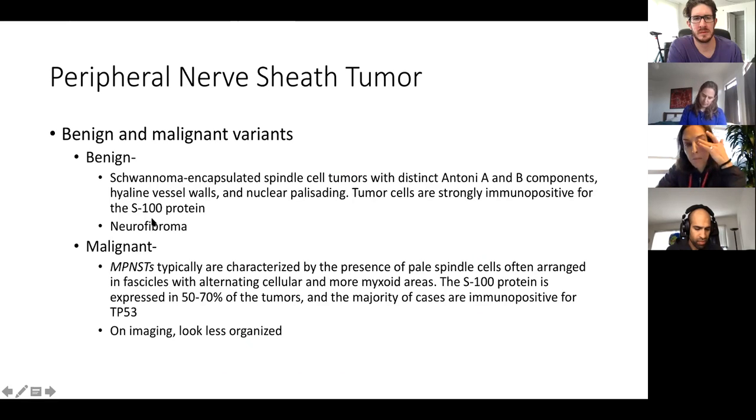And so there's benign and malignant variants, benign being more like the schwannoma and neurofibroma. The difference between the malignant and the benign is typically that on imaging, the malignant looks less organized, not as well circumscribed as the one that you saw here. So just beware once you send it off for pathology and depending on what your imaging shows.